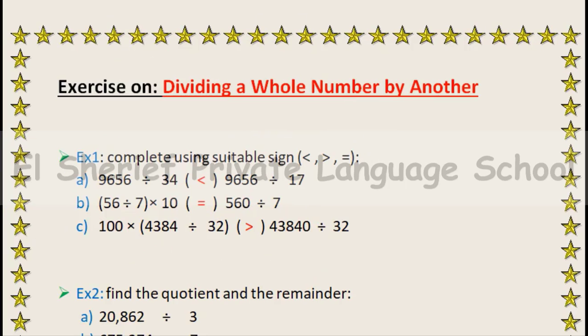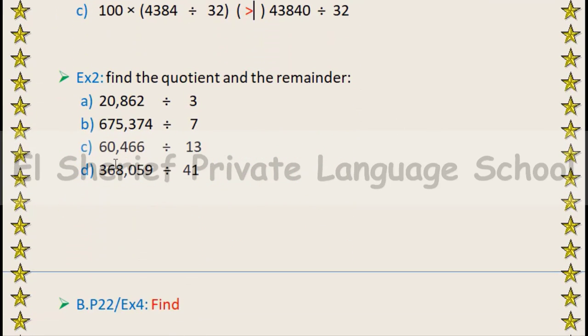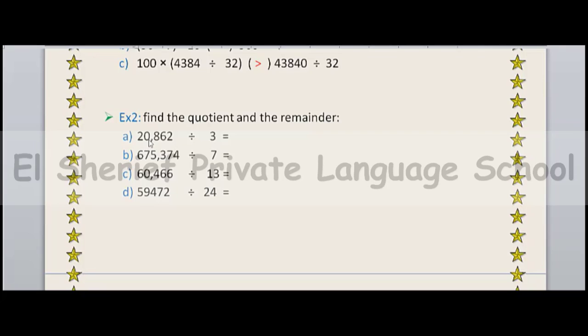Okay, the second exercise: find the quotient and the remainder, if there is a remainder. Okay, letter A, here we have 20,862 divided by 3.